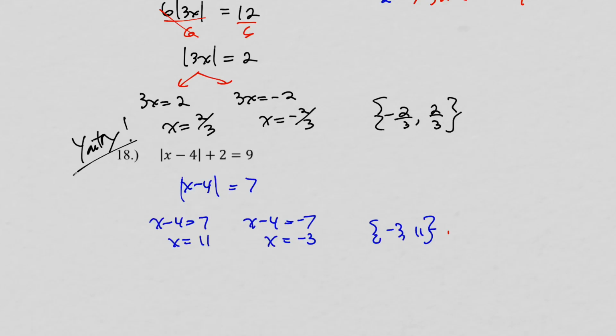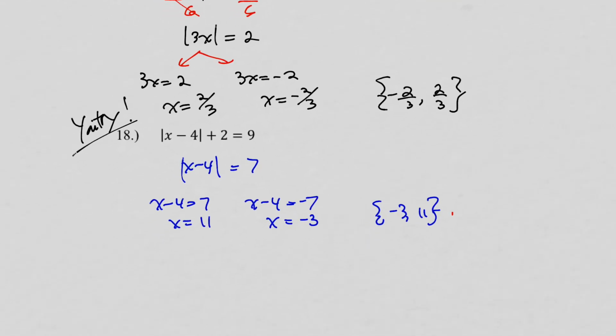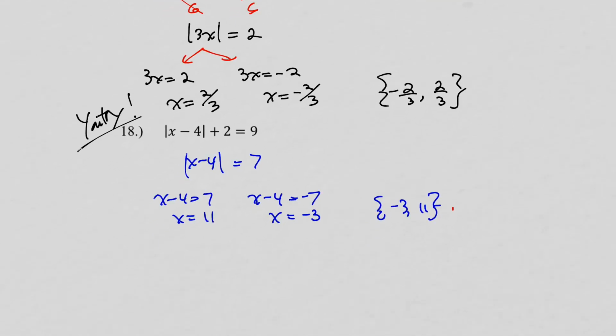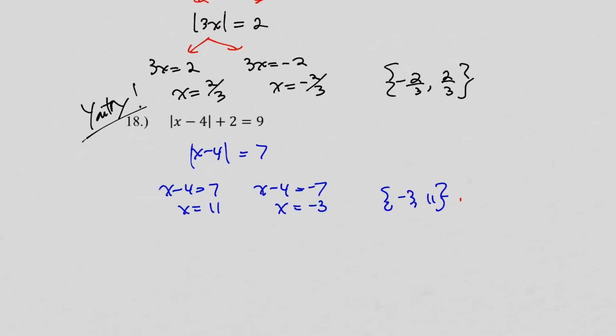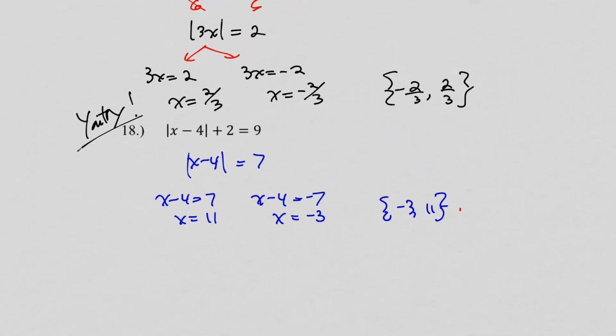Okay, so there's number 18, negative 3 and 11. Added the 2 over. Subtracted the 2 over to get 7, and solve two equations. Okay, so that's it for this page. Let's go to 19 through 22. So let me do one more, and then you can do the rest on your own.